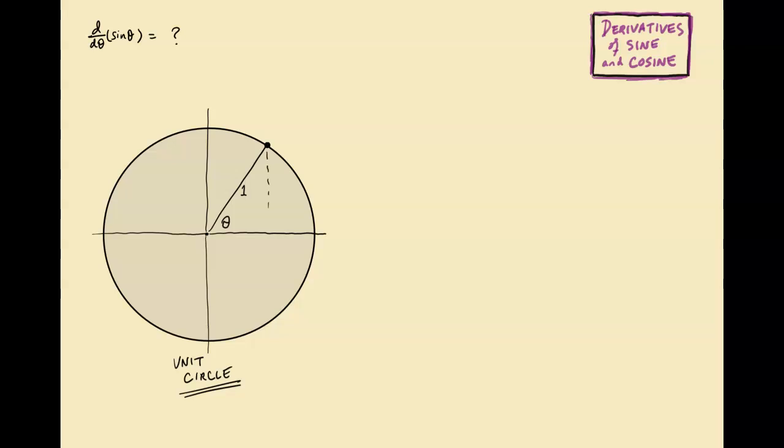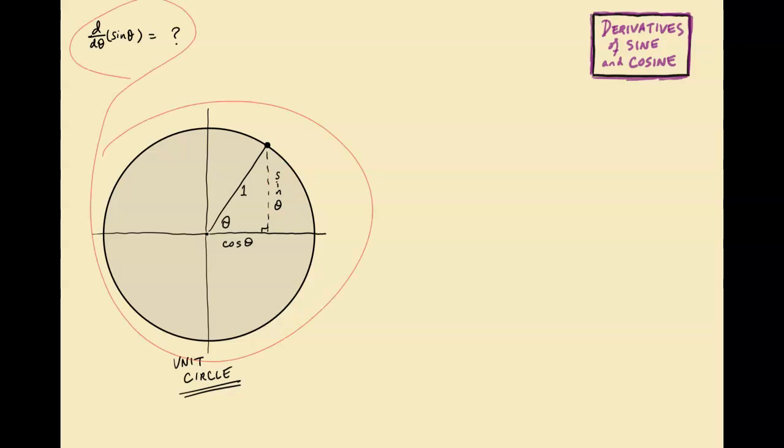So if I were to drop a perpendicular here, since the first coordinate of this point is cosine, this length right here would be cosine of theta. And since the second coordinate of that point is sine of theta, well, this length right here would be sine of theta. Okay, so far so good.